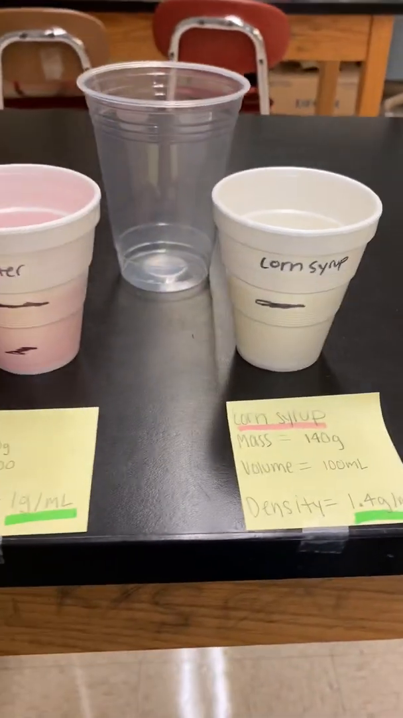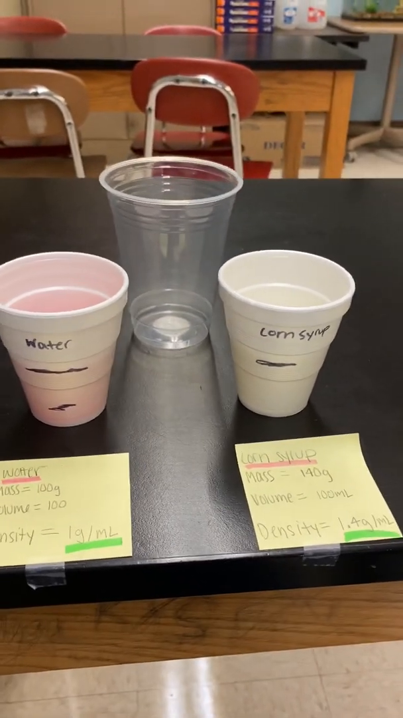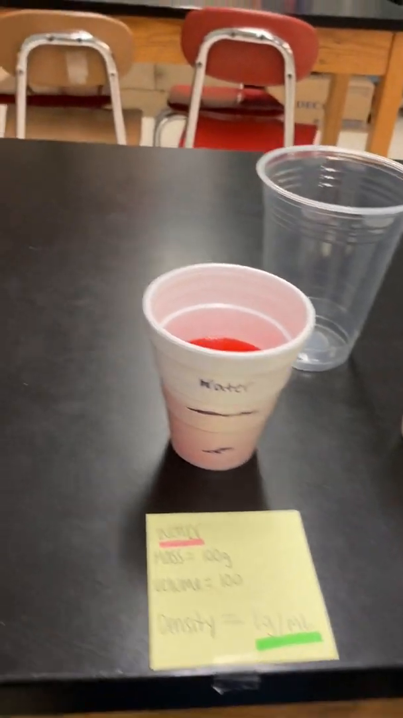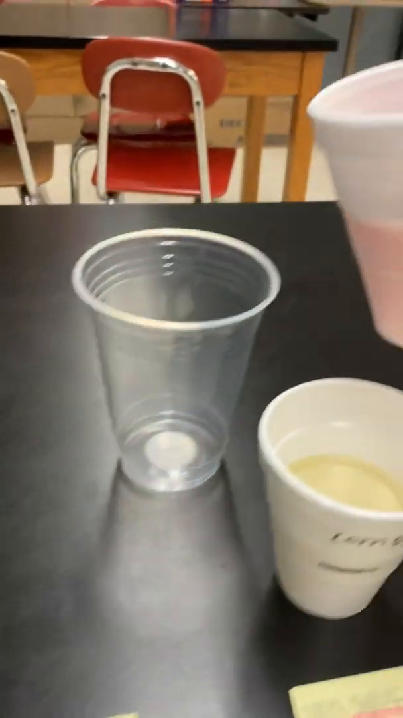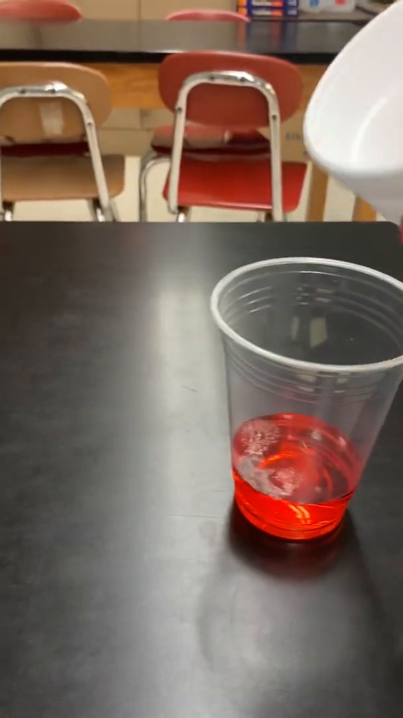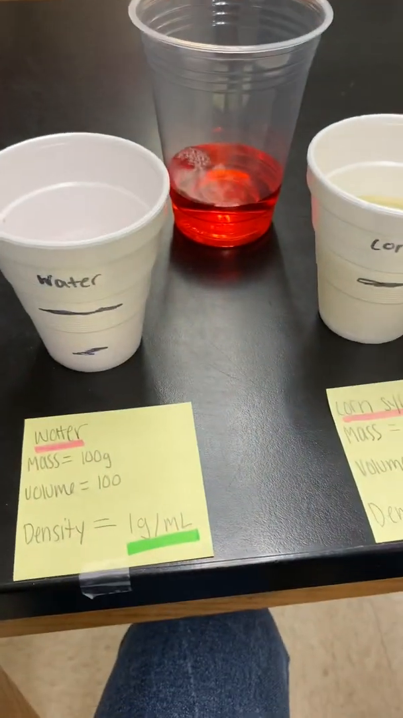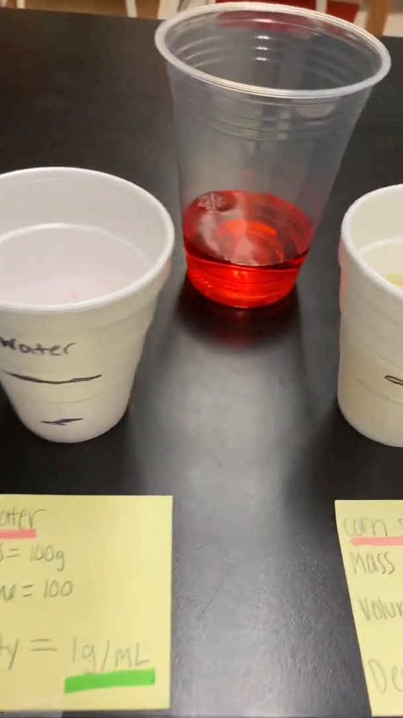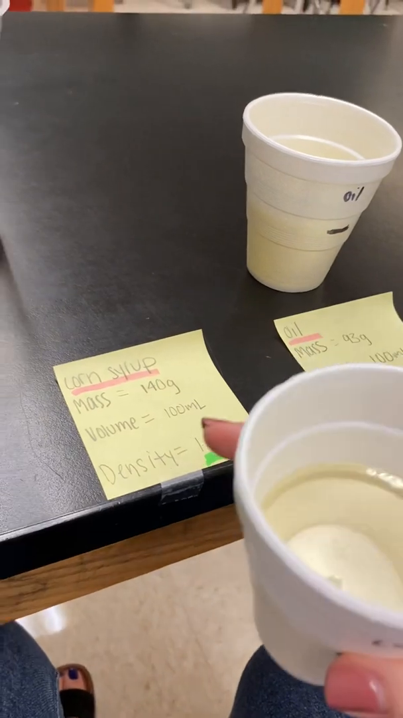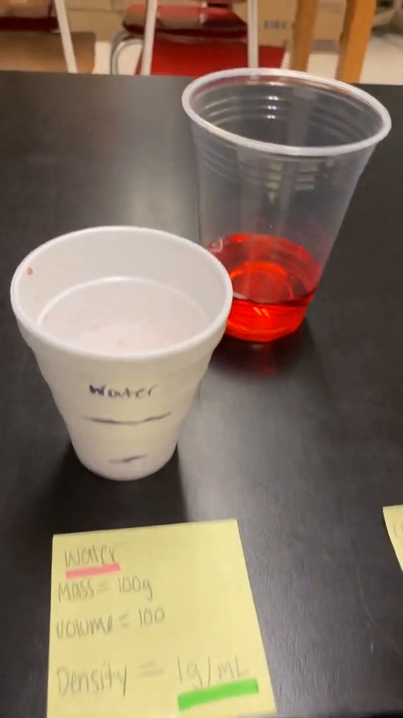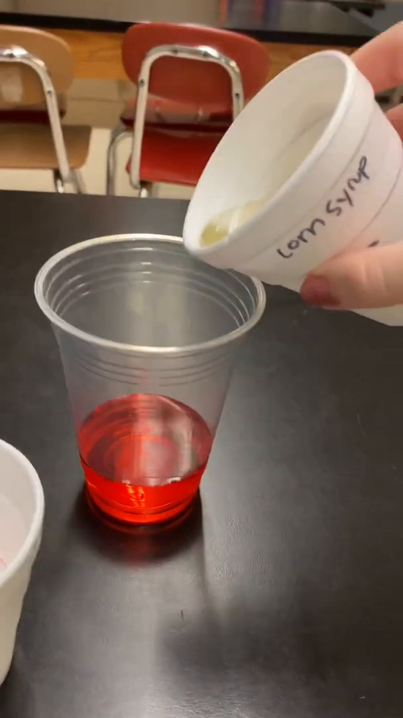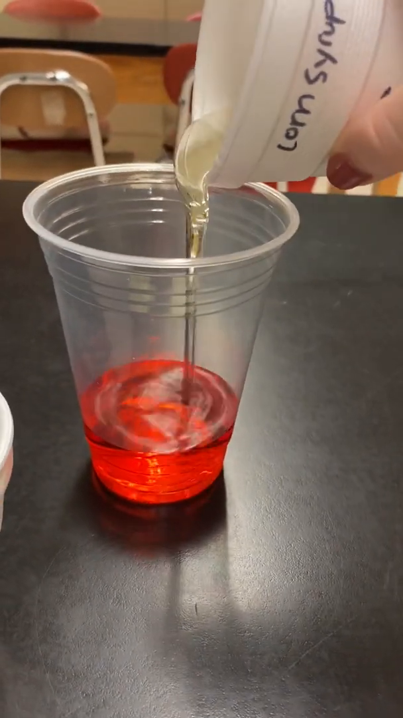So they do have different densities, and we're going to see how we can visually see this and how it affects day-to-day stuff. So I'm going to start by pouring this 100 milliliters of water into this clear plastic cup. Keep in mind that has a density of 1 gram per milliliter. This corn syrup has a higher density, so 1.4 is bigger than the 1. So I'm going to pour this 100 milliliters of corn syrup into this water, and we'll see what happens here.